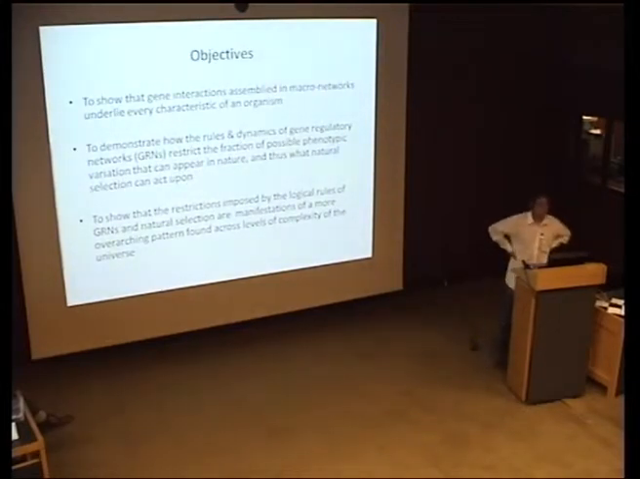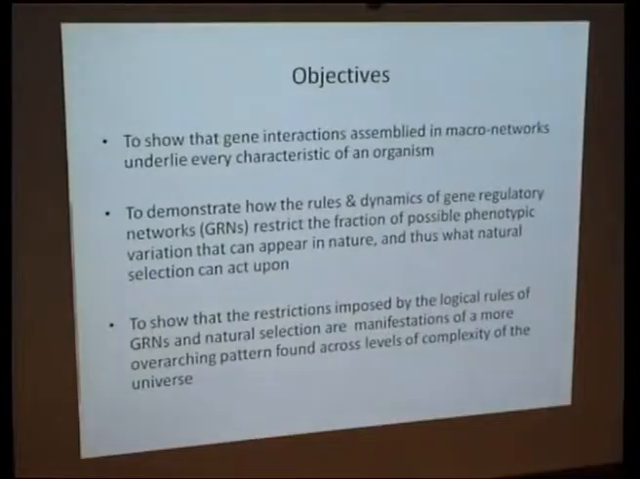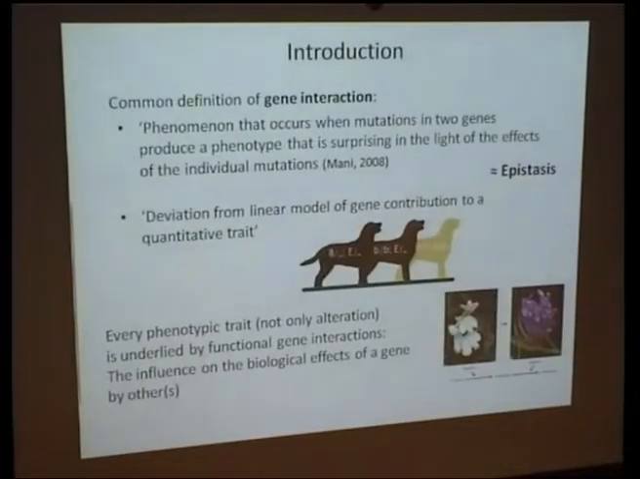So the objectives were to show how gene interactions assemble in macro networks that underlie every characteristic, how they restrict the possible phenotypic variation that can appear in nature, and also how they and natural selection can be seen as different instances of the same thing.